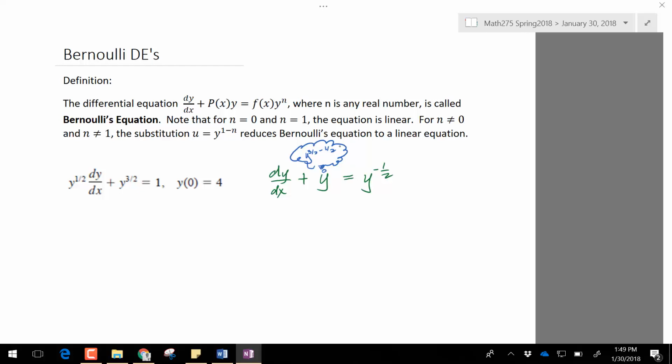Is that what you were thinking? That's what I was thinking. So that's just y. I don't think that'll work because you add powers. So what we really want to do is divide by y to the 1/2, which is like multiplying by y to the negative 1/2. So this is, in fact, Bernoulli. It's a nice, simple Bernoulli equation because p of x is equal to 1 and f of x is equal to 1. It's going to make our lives a little bit easier.